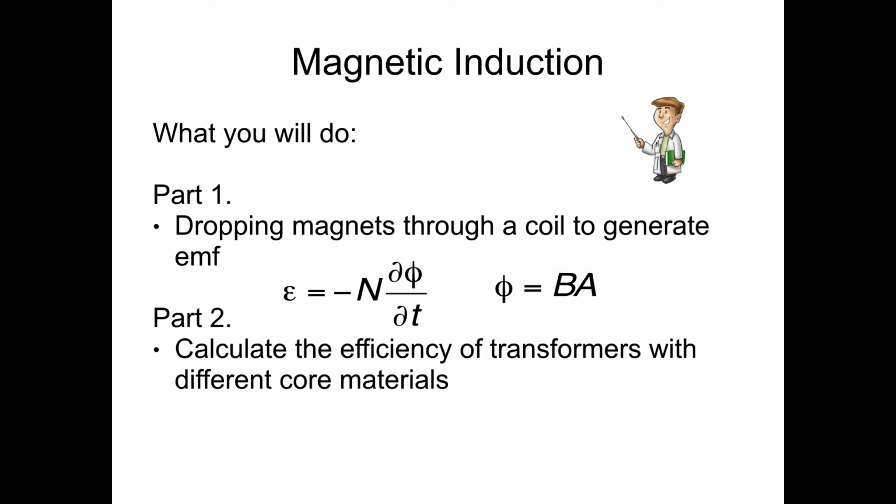And so for part two, you'll just be calculating efficiency of different transformers with different core materials. So you're putting a current into your primary coil, which generates a magnetic field that is then passed to the secondary coil, inducing an EMF that opposes it. And you will see how the induced EMF changes with different core materials.